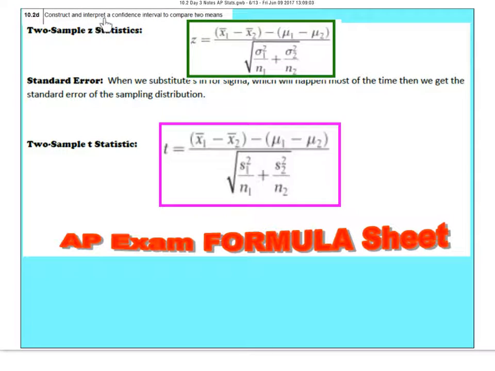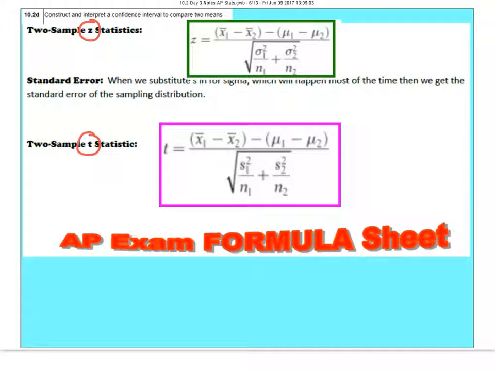10.2d, we're going to construct and interpret a confidence interval to compare two means. Now, the test statistic for this, we can either look at the z statistic or we'll look at the t statistic. It works like it did just back in chapters 8 and 9. Remember, when it comes to the means, if we know the standard deviation of the population, we use the z. If we do not know the standard deviation of the population, we use the t.